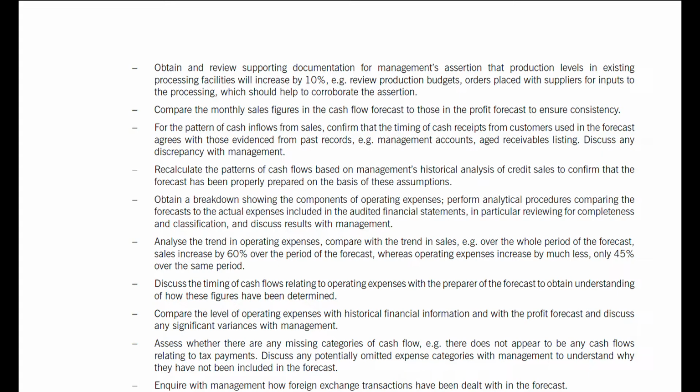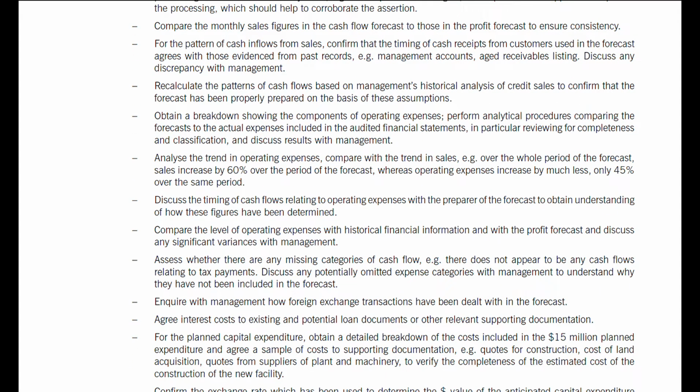For the pattern of cash flow from sales, confirm that the timing of cash received from customers used in the forecast agrees with the evidence from past records, management accounts, and a receivables listing. Discuss any discrepancy with management. Recalculate the patterns of cash flow based on management's historical analysis of credit sales to confirm that the forecast has been properly prepared on the basis of this assumption.